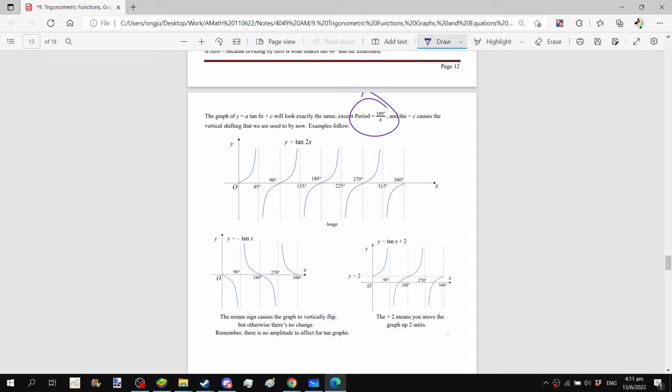So if I have tangent 2x, for example, we expect a period of 180 divided by 2, which is 90 degrees. And because our period is 90 degrees, indeed you will see that we have 90 degrees over here. Alright? Of course, this also means that your asymptotes, which are in between, will change in value as well. This time around, we have odd integer multiples of 45 degrees.